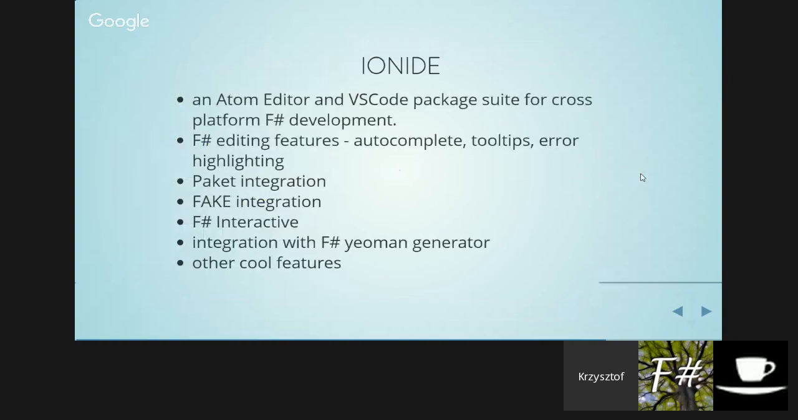Okay, and now let's move to Ionide. So, Ionide is an Atom editor and Visual Studio Code package suite for cross-platform F# development. It provides F# editing features for both those editors. Both those editors are built on top of Electron, which is technology allowing to build desktop applications using HTML, JavaScript, and CSS. So both those editors share common technology under them, but they are completely different.